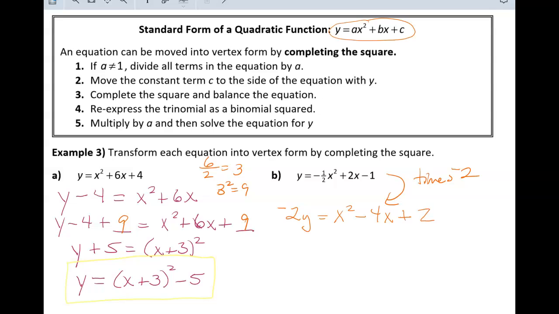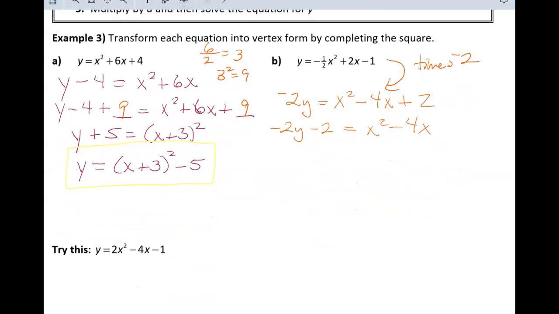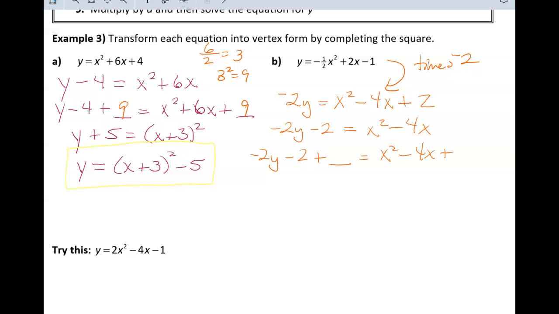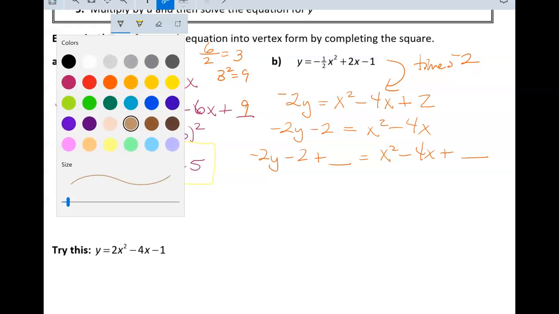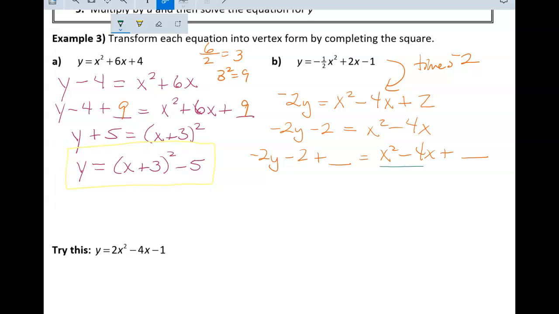Now we're going to send that constant term over to live with y. And then our next step is going to be to complete the square. So -2y minus 2 plus blank equals x squared minus 4x plus blank. If you look at the middle term of the trinomial that we're trying to complete the square, that middle term is negative 4x. Take that coefficient, divide it by 2, that's negative 2, and then square it, that's positive 4.